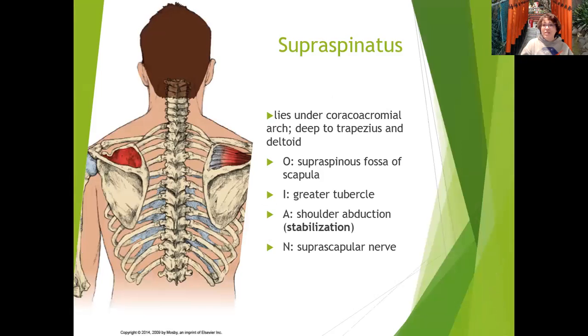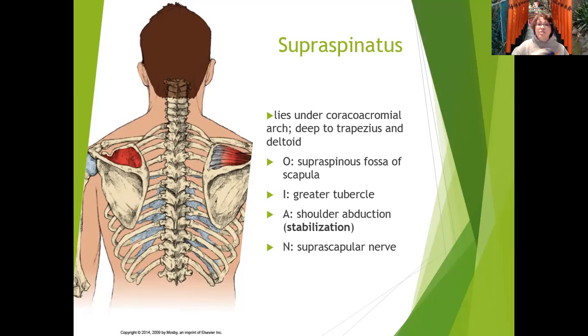So the supraspinatus we talked about, it's one of the major abductors of the shoulder. It lies under the coracoacromial arch. It's deep to the trapezius and the deltoid. Can you palpate it? Yes, you can. It's right there in the supraspinous fossa of the scapula. You can dig your fingers through the upper trapezius and get right there on the supraspinatus.